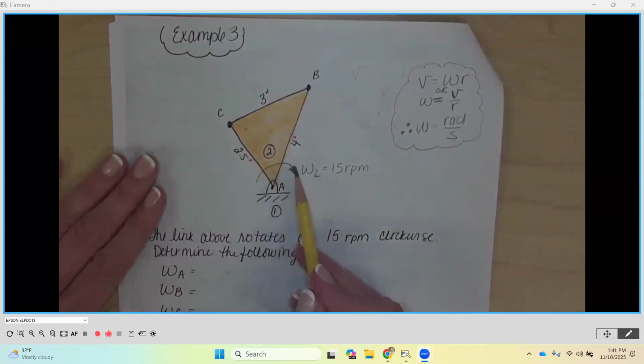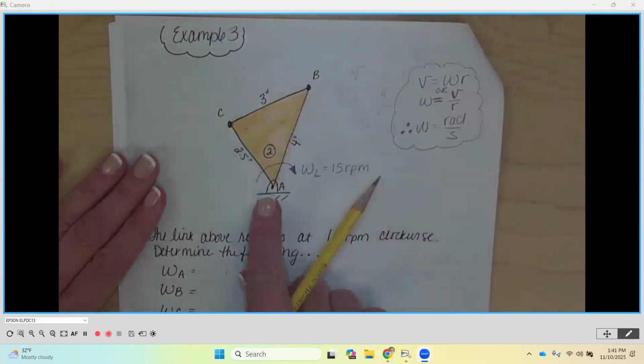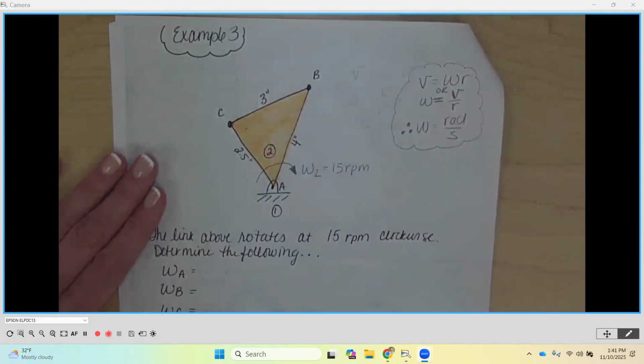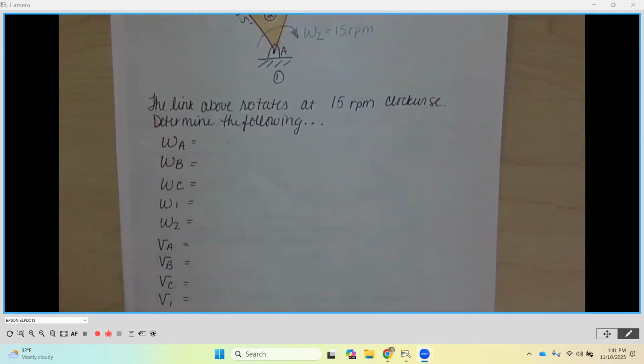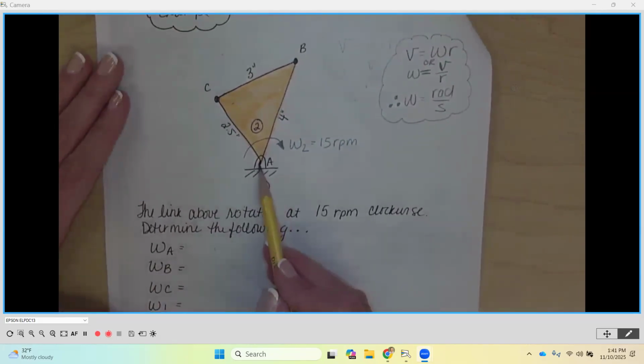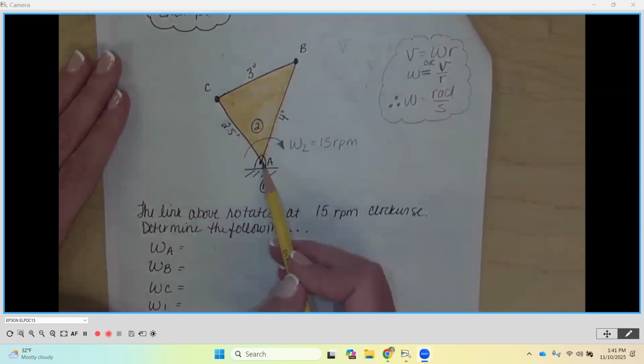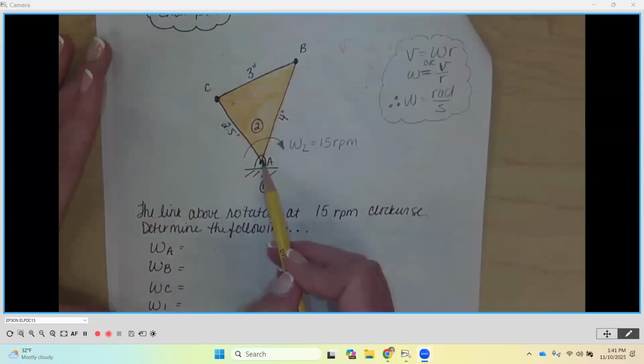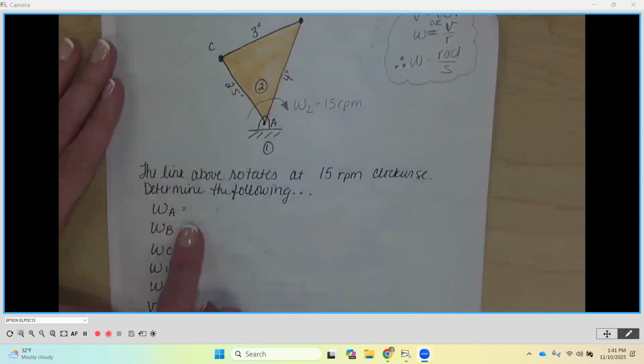So the problem told us that this link number 2 is going to be rotating at 15 revolutions per minute. And it wanted us to determine the following down here. So the first thing is, what is the angular velocity of point A? If we look here, point A is at the center of the rotation of link number 2. It's where it actually attaches to the frame. So if we look at point A, it's not moving, right? So what would its angular velocity be?